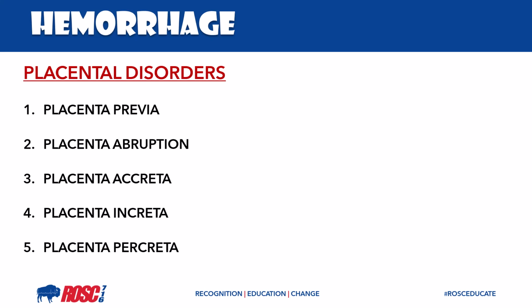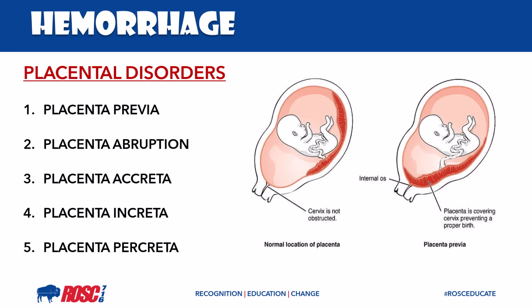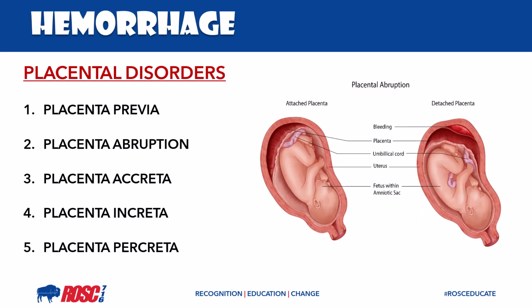So now let's take a brief minute to take a look at these placental implantation disorders. First, we have placenta previa. Here you can see in comparison to the normal location of the placenta, in placenta previa, the placenta is covering the cervix right where that fetus needs to come out. This leads to inherent problems related to hemorrhage. Then we have placental abruption.